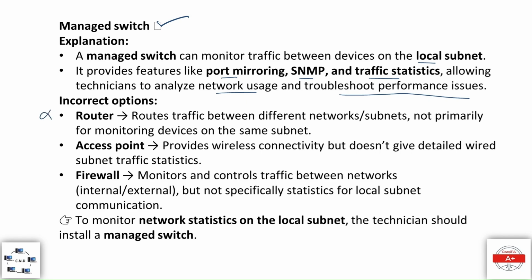Incorrect options are router. A router basically routes traffic between different networks and subnets, not primarily for monitoring devices on the same subnet. Access point provides wireless connectivity but does not give detailed wired subnet traffic statistics. And firewall monitors and controls traffic between networks, that is internal and external, but not specifically statistics for local subnet communication. So to monitor network statistics on the local subnet, the technician should install a managed switch.